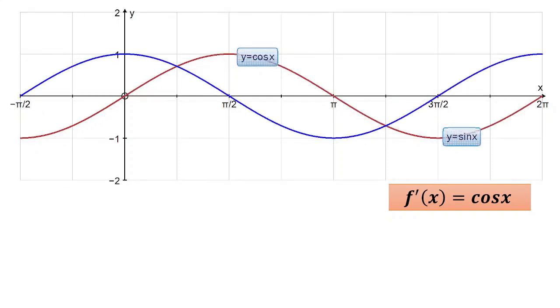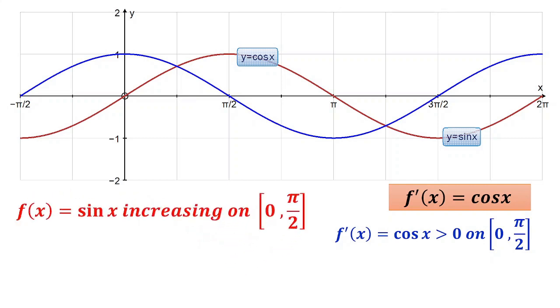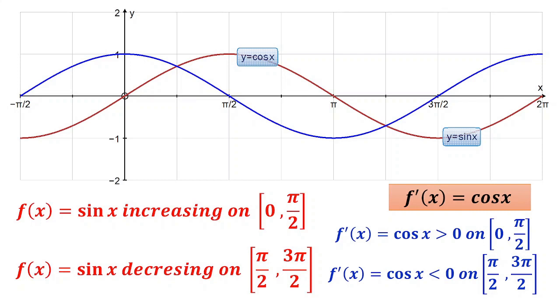Fantastic. Now, you are seeing the cos x from 0 to pi by 2. What is the value of cos x now? f dash of x is greater than 0. It is above the x axis. So f dash of x is greater than 0 from 0 to pi by 2. From pi by 2 to pi, you are seeing that the curve is below the x axis, therefore f dash of x is less than 0. Therefore, sin x is decreasing. Therefore, when the first derivative is positive, it is increasing. When the first derivative is negative, it is decreasing.